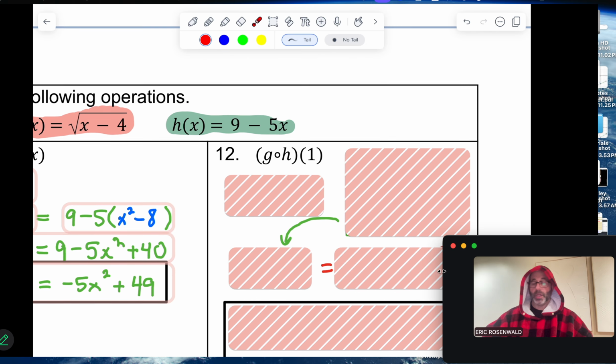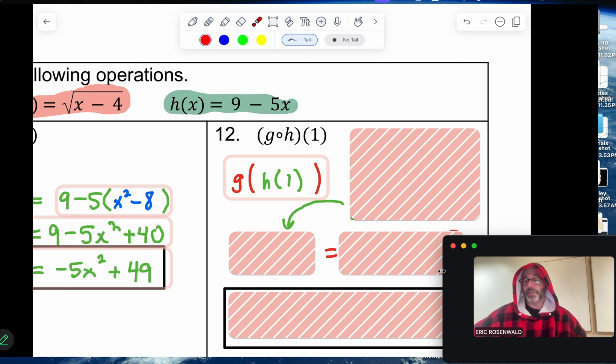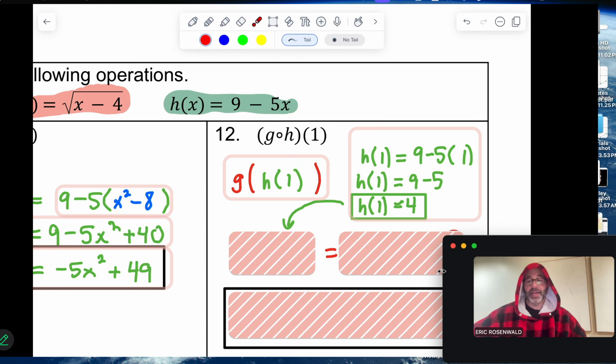Okay. This one, we're going to do g of h of 1. So that means we're going to take h and put it into g. But we're going to evaluate this one as equal to 1. So that means we're going to do h of 1 first. So that means let's take 1 and put it into h right here for this x. Okay. So that's going to say 9 minus 5 times 1. Let's do it right here. 9 minus 5 times 1 is just equal to 4.